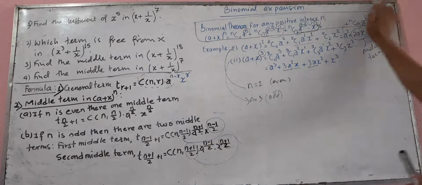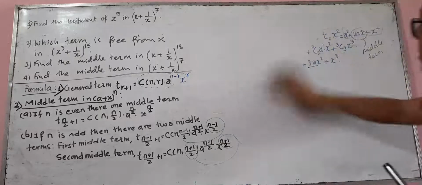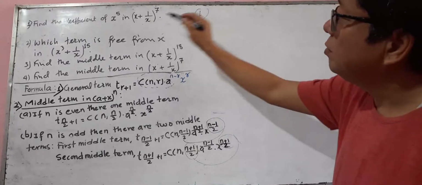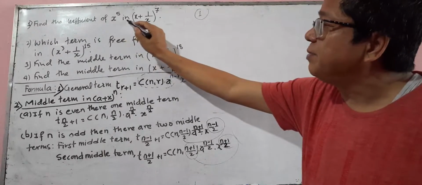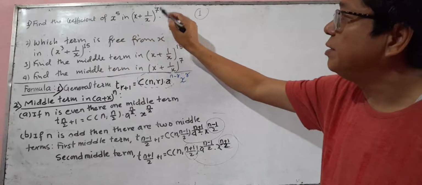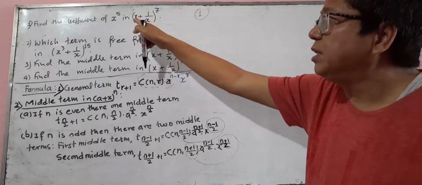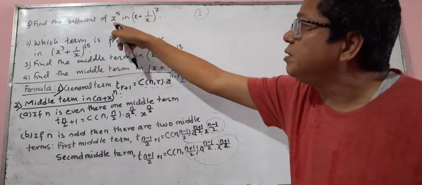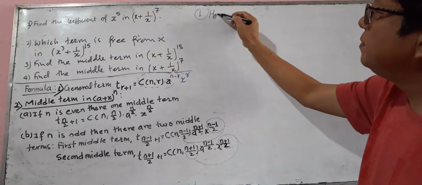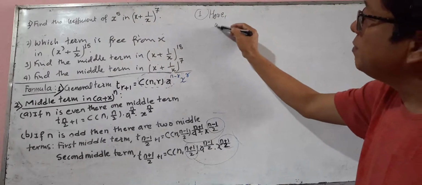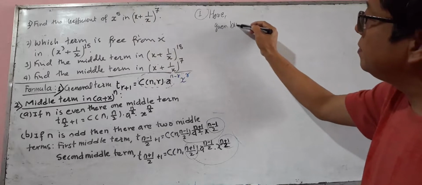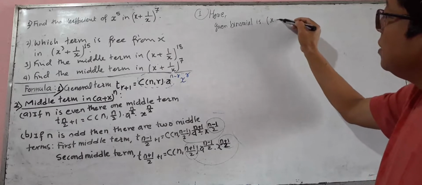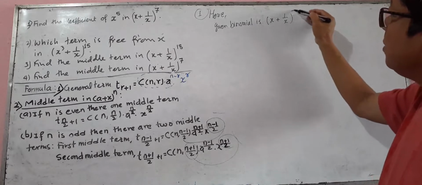Okay, now we start the solutions of our problems. Let us see problem 1. We have to find the coefficient of xy in the expansion of (x + 1/x)^7. I have not written 'in the expansion', it is understood. So when we expand it, what is the coefficient of xy? So here, the given binomial is (x + 1/x)^7.